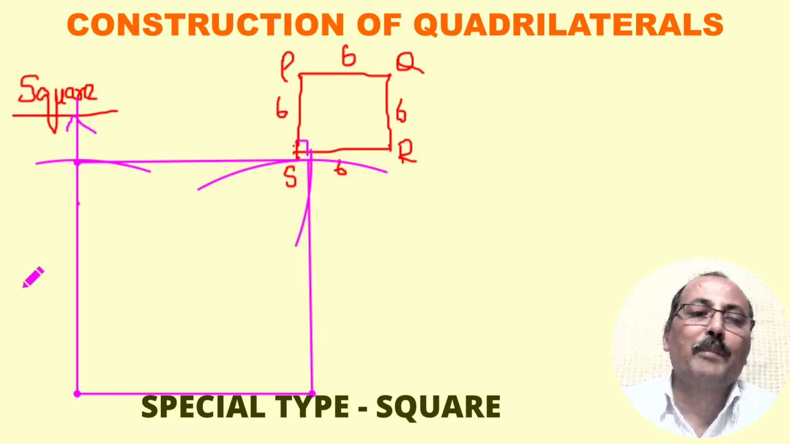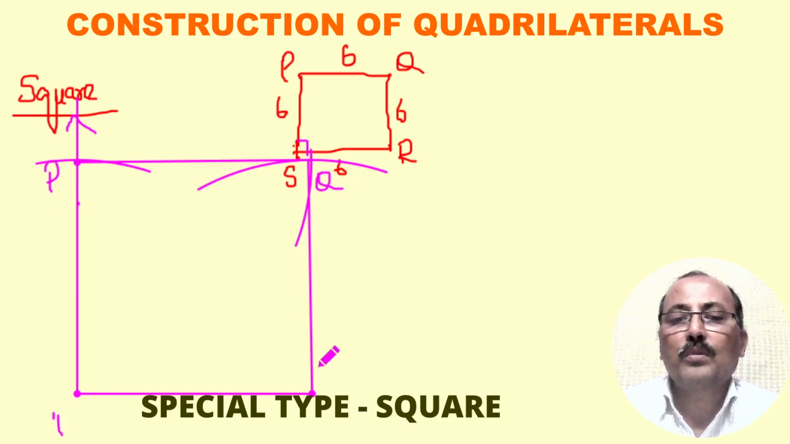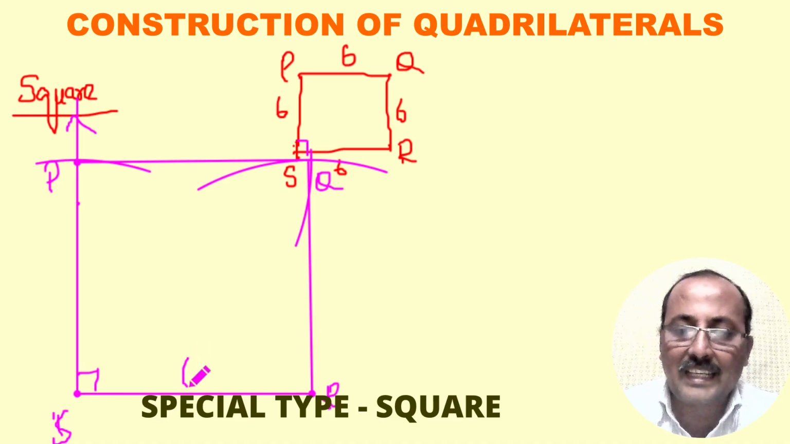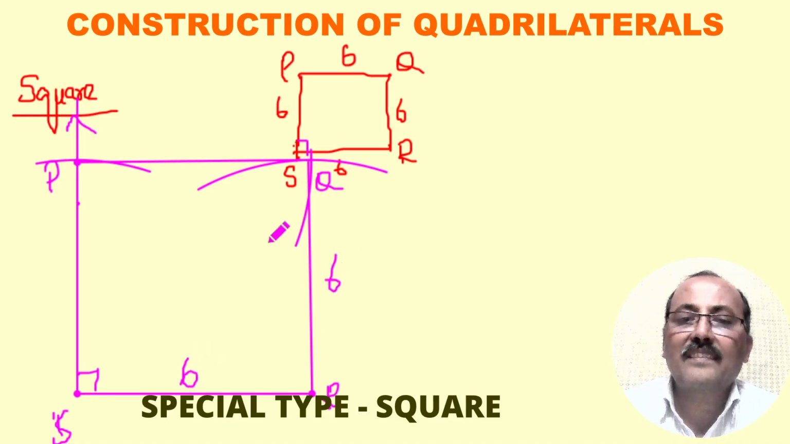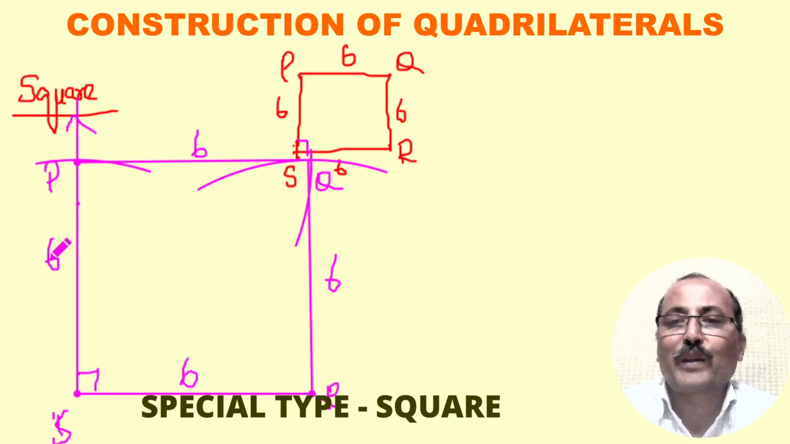So you can name all the things. Here P, Q, R, S, and this is 90 degree. All the side lengths are 6, 6, 6 and 6 centimeter. Now that's all. Square also over.